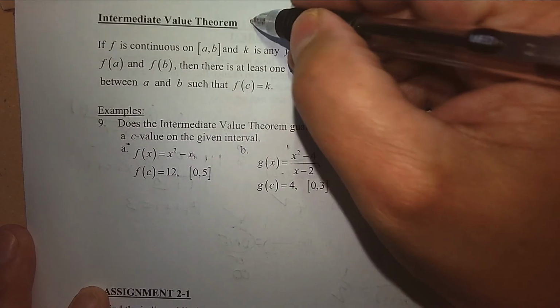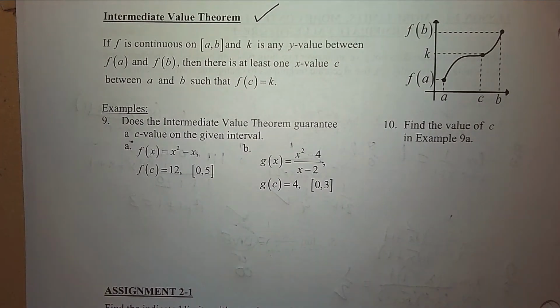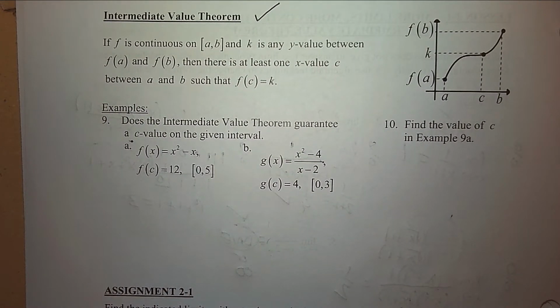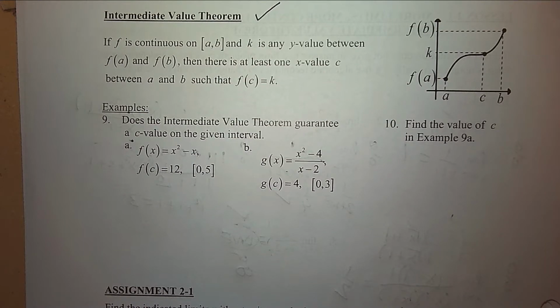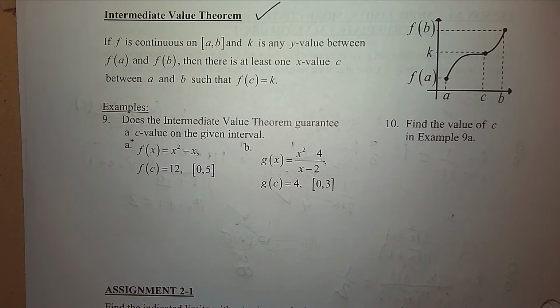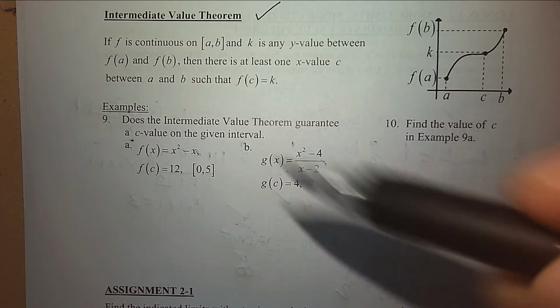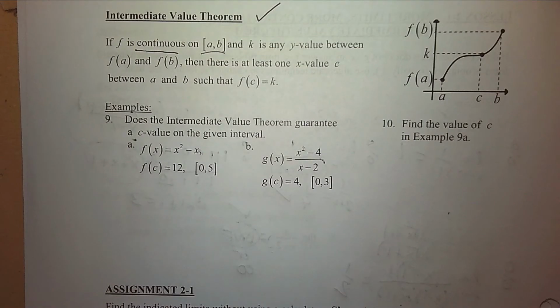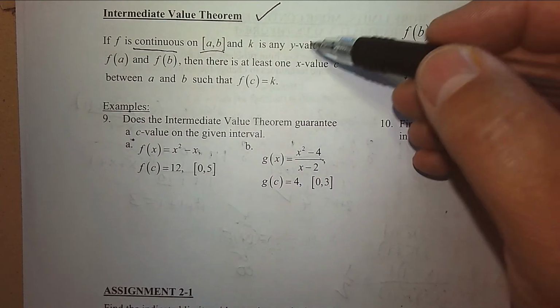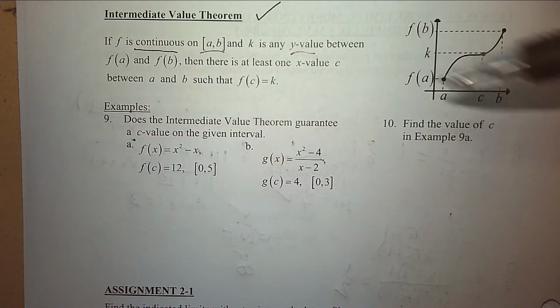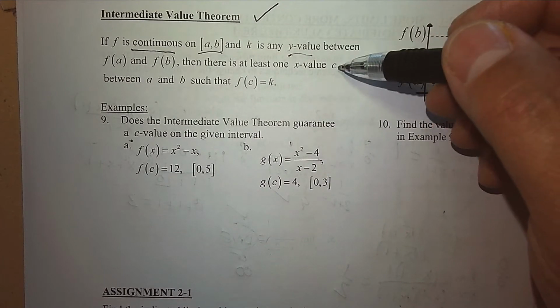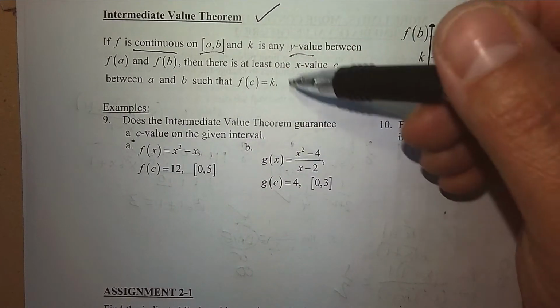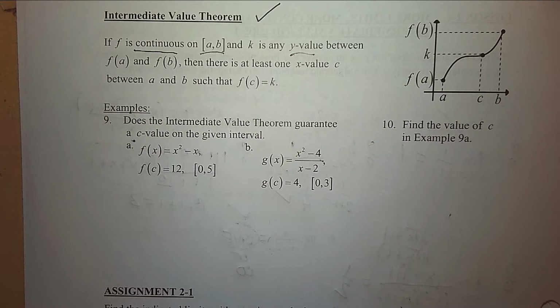All right, this is an important theorem in calculus, and often in a free response question where you have to justify your answers, they love it if you know theorems that can justify something that you're doing. This is called the intermediate value theorem. So there are a few different things. First of all, the function has to be continuous on an interval. And k is any y value between f(a) and f(b). Then there has to be at least one x value c between a and b, where that point would then exist.